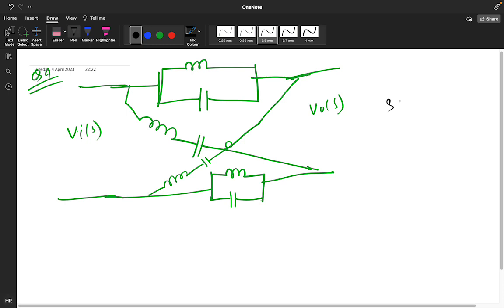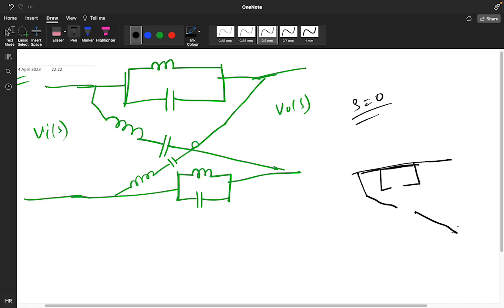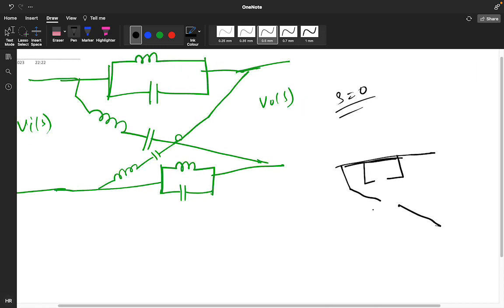So put the value of s equals 0. If we put the value of s equals 0, the inductor will get shorted, the capacitor will get open. So it is shorted, but the capacitor will get open. In this also the inductor will be shorted and the capacitor will be open. And in this particular one, same thing, the inductor will be shorted, capacitor will be open.